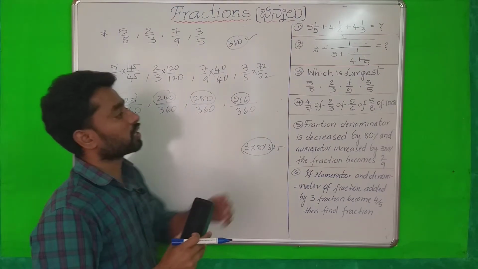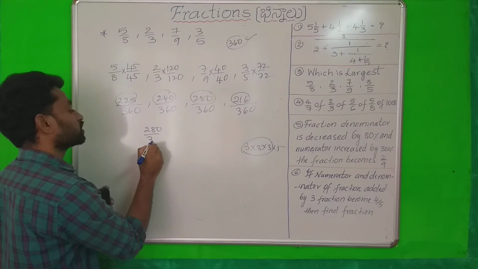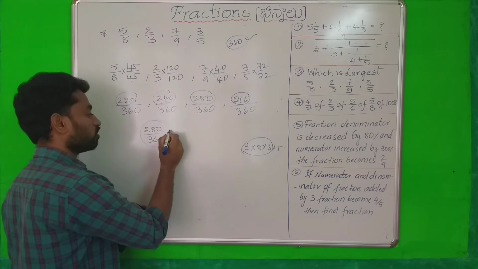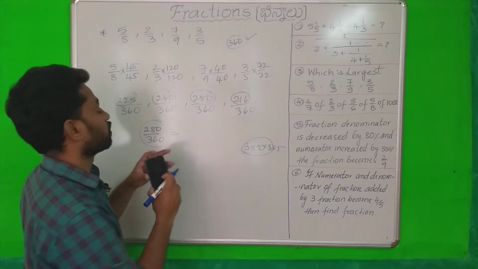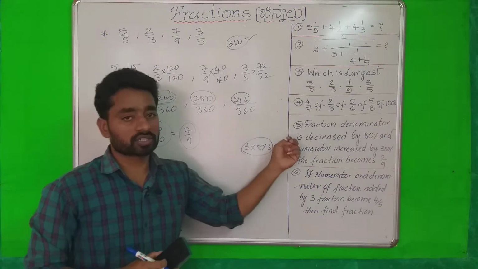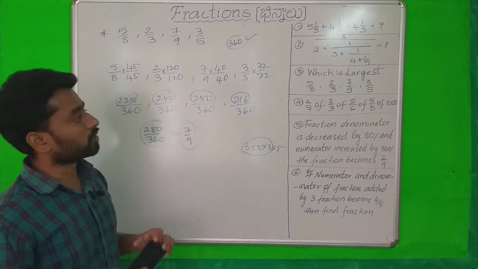Which is the largest? 280 by 360. But you should not write 280 by 360. What is the equivalent fraction? 7 by 9. 7 by 9 is the greatest, the largest number among these four. So this is the process.